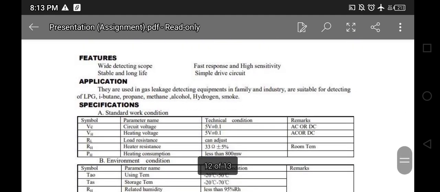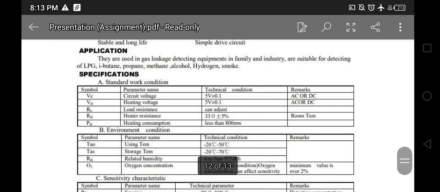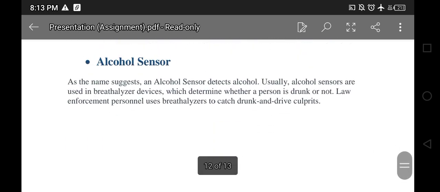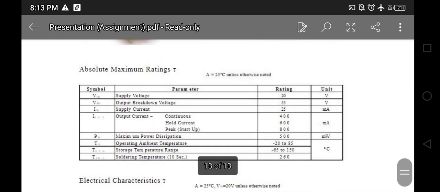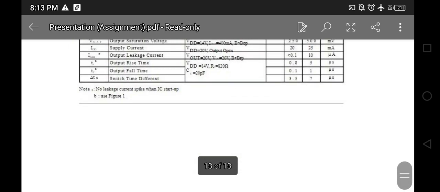Another one, its features were given. There was also an application of it, and we also discussed its characteristics. Finally, we had the alcohol sensor, which was used to detect alcohol involved in drunk and hit and run cases, where the police organizations usually use these kinds of sensors. We also discussed its electrical characteristics, and that was where we concluded our conversation on these sensors and what they do, their purpose, their mechanism, applications, as well as characteristics.